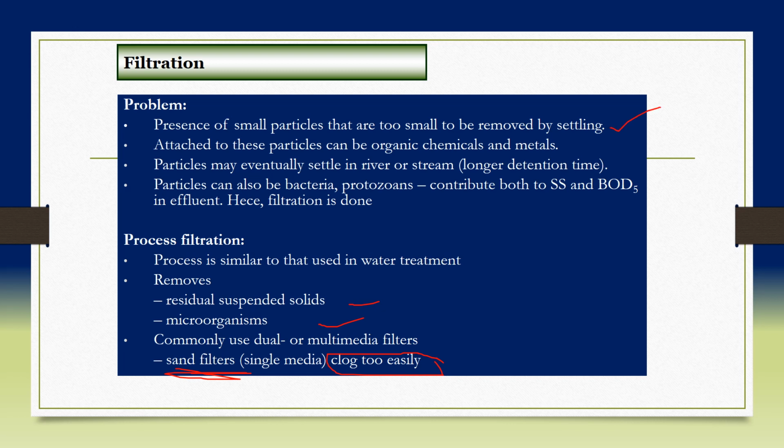So kadang-kadang filtration pun ada masalah sebab kita nak removekan yang lagi kecil punya particles tu menggunakan kaedah settling ni susah lah. And then attached to this particle can be organic, chemical or metal. Terutamanya kalau metal memang sangat susah nak di remove menggunakan kaedah filtration.